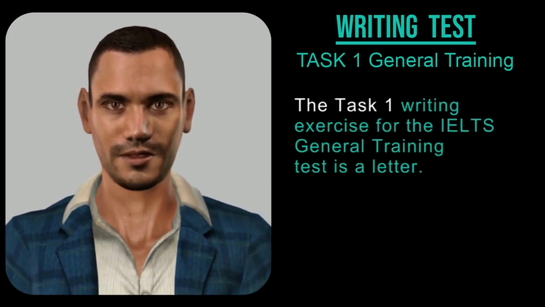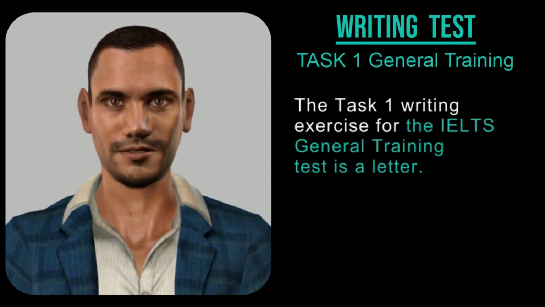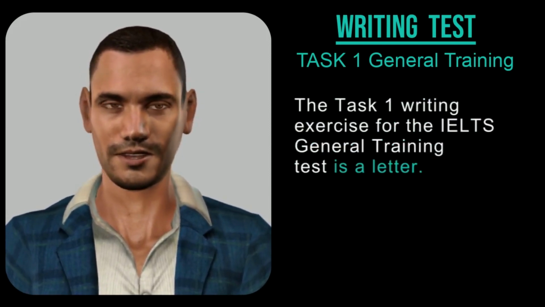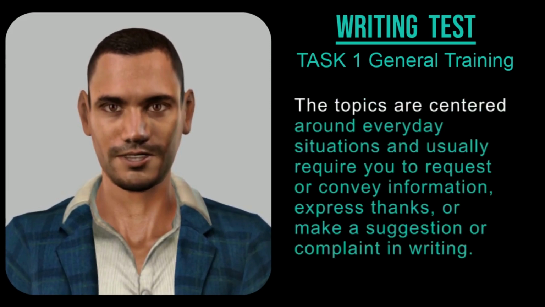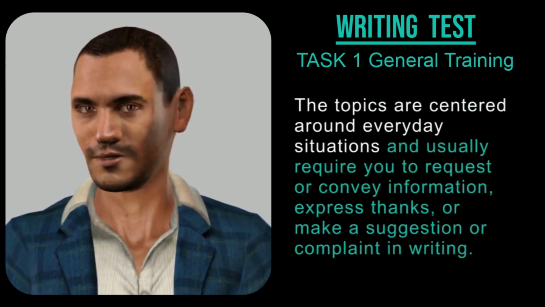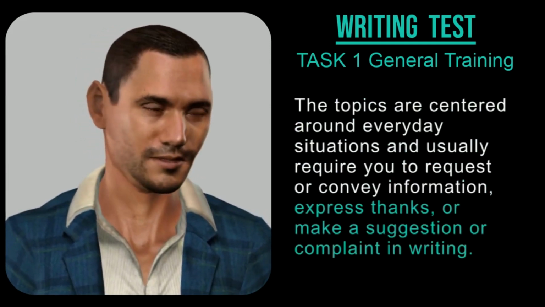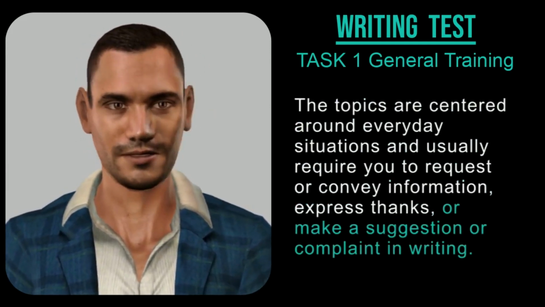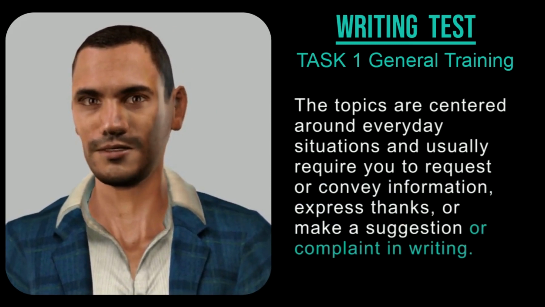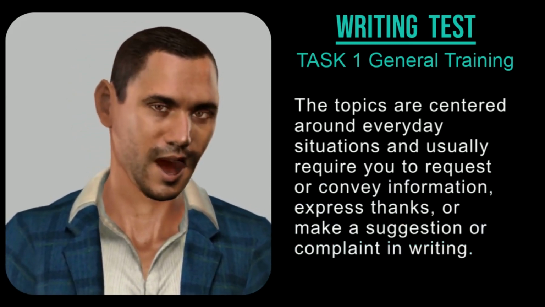The Task 1 writing exercise for the IELTS General Training Test is a letter. The topics are centered around everyday situations, and usually require you to request or convey information, express thanks, or make a suggestion or complaint in writing.